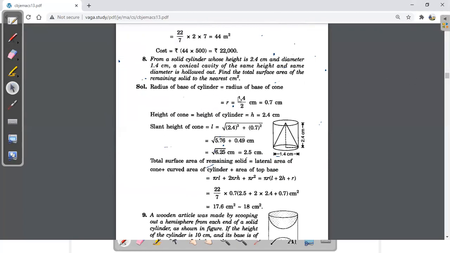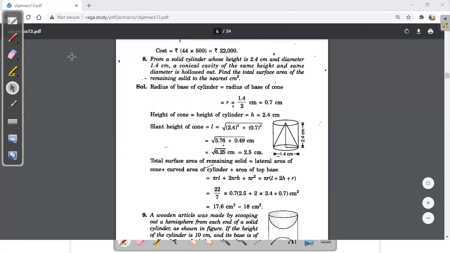Right, then question number 8. From a solid cylinder whose height is 2.4, diameter is 1.4, so radius will be 0.7, a conical cavity of the same height and diameter is removed. So you are removing this. Okay, find the total surface area of the remaining solid.